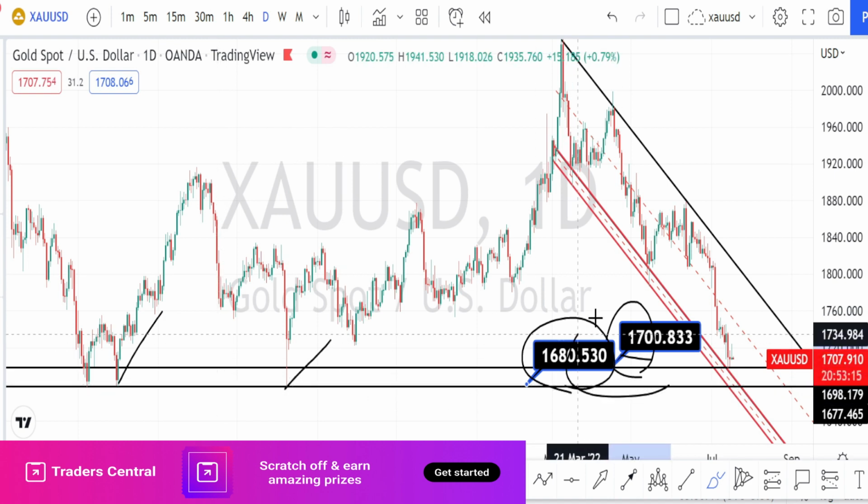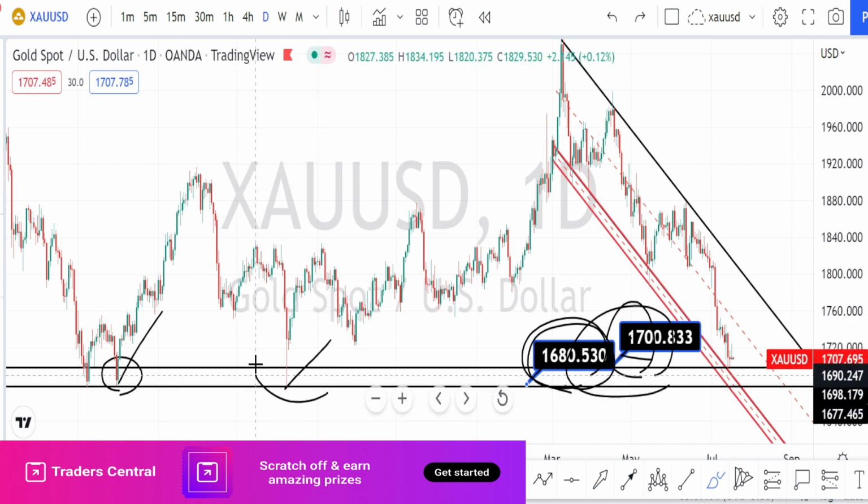From this support level, we have noticed the price action bounce back on a bullish trend reversal. So this area between 1700 and 1680 will be acting as a very strong support zone, because it has been a very strong support level in the past price action.